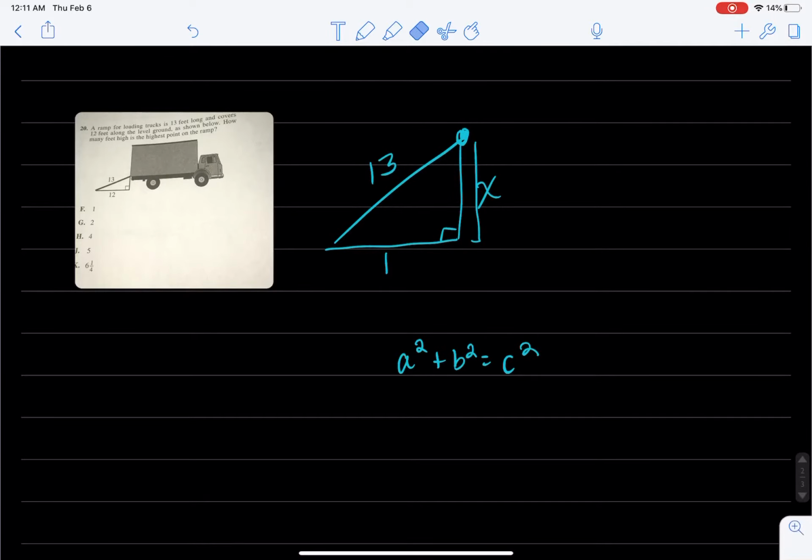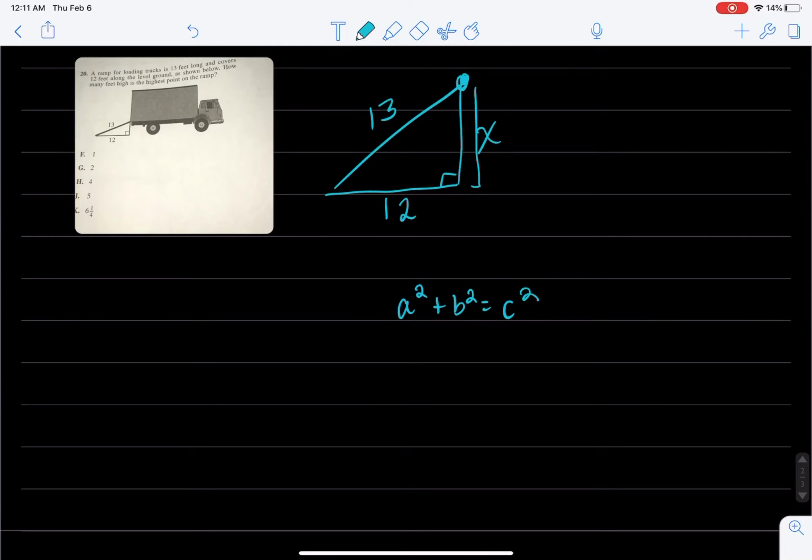I labeled this wrong. It's actually this. So then c squared is the hypotenuse. So c squared is 13 squared. Why is it not 13? Because c is 13. This is a, this is b, and this is c. The value is 13 squared.